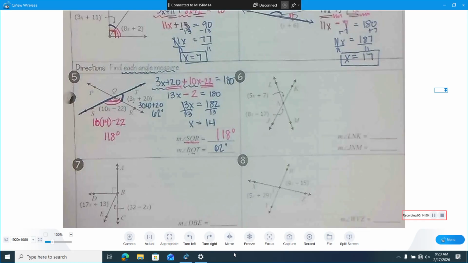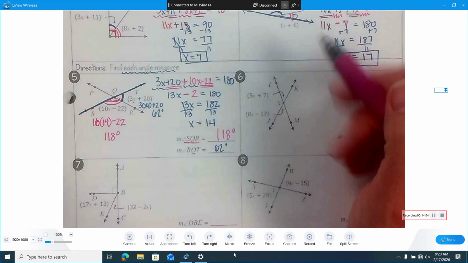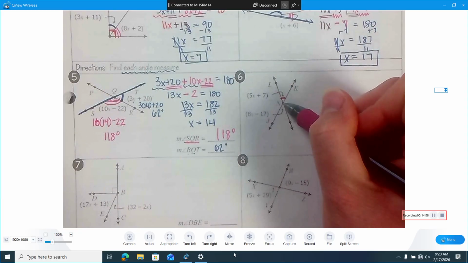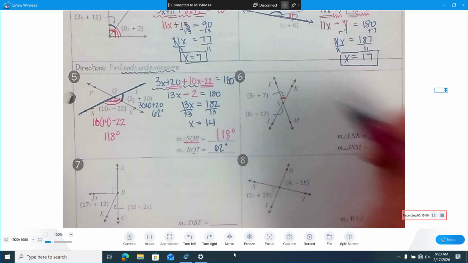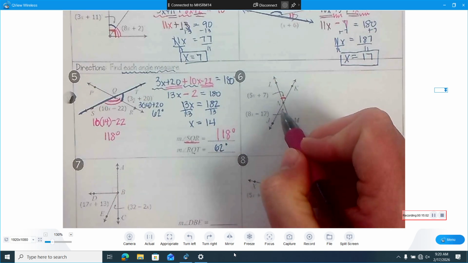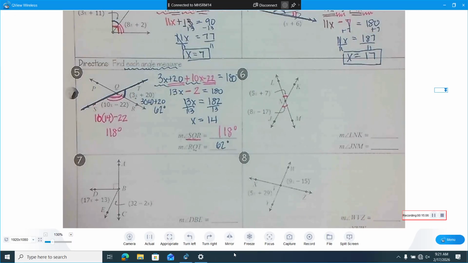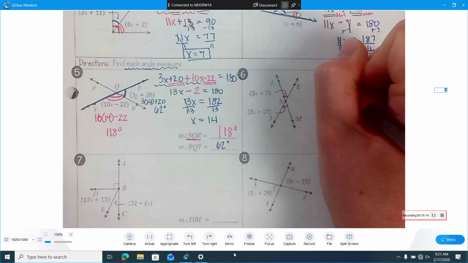All right. Here on number 6, this arrow is pointing to this angle right here, angle L in K. And then we have 8x minus 17 is pointing to this angle right here. What kind of angles are those two angles? They are acute angles, but they have another special name. Vertical angles. Very good. They are vertical angles.